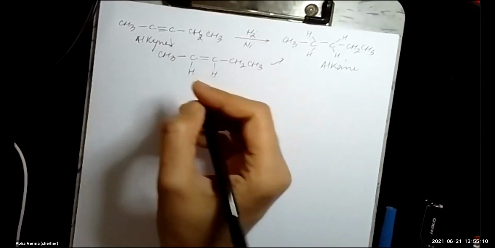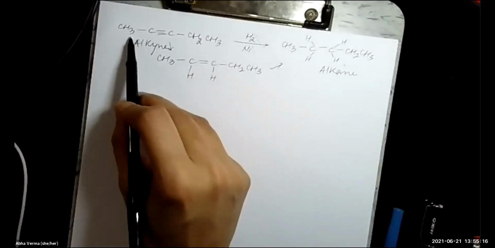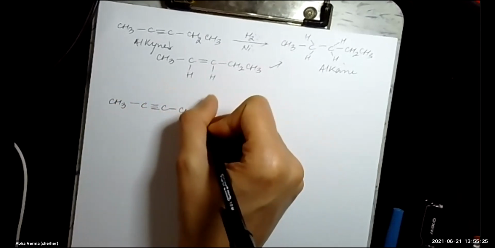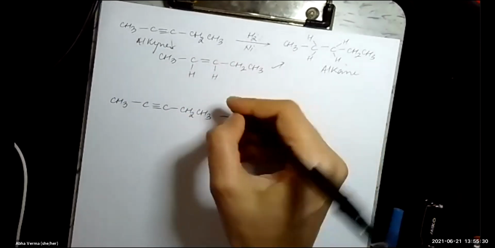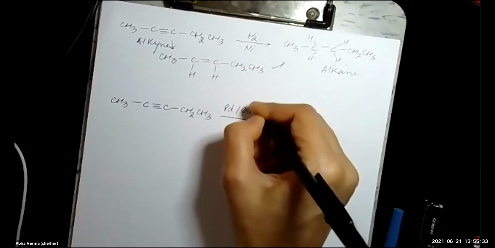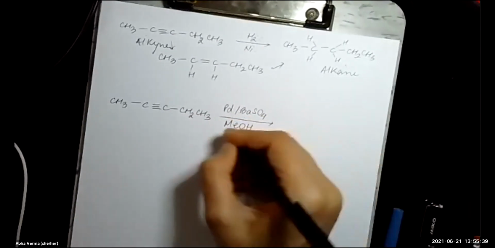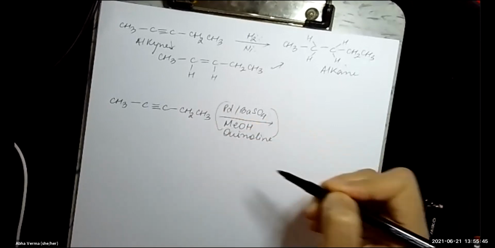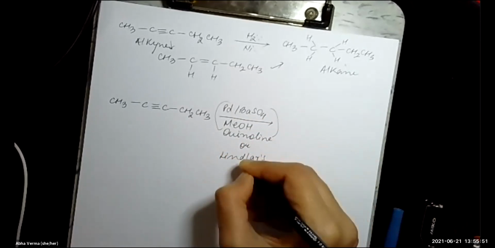Let's use the same. Oh, are you all able to see my screen? Yeah. So let's do the same example right here. CH3, C, triple bond C, CH2, CH3. And I'm going to use my Lindlar's catalyst. What is my Lindlar's catalyst? Palladium with barium sulfate, methanol as the solvent, and quinoline. I can give you this, or I can just write Lindlar's catalyst.